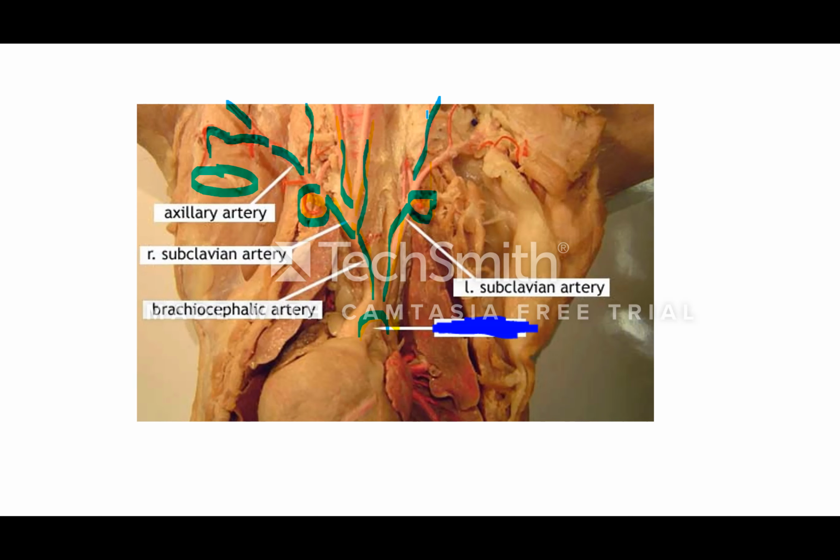Okay, so transverse scapular, this would be the left axillary artery then. Here is the left subscapular artery, and then this would be the left brachial artery continuing into the cat's arm that we can see over here.